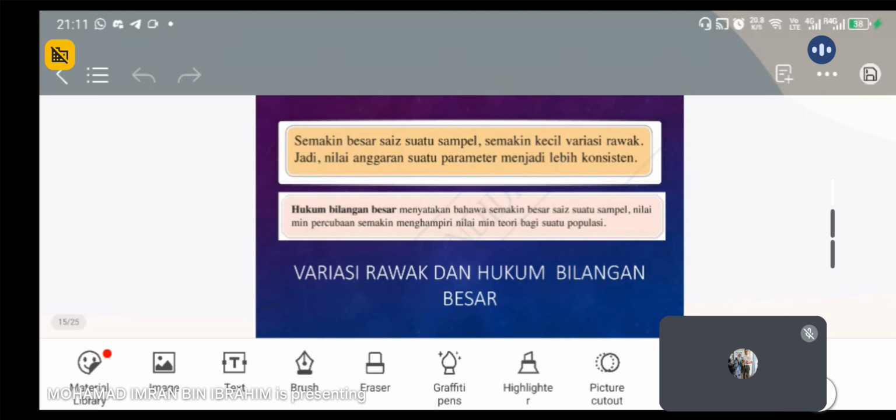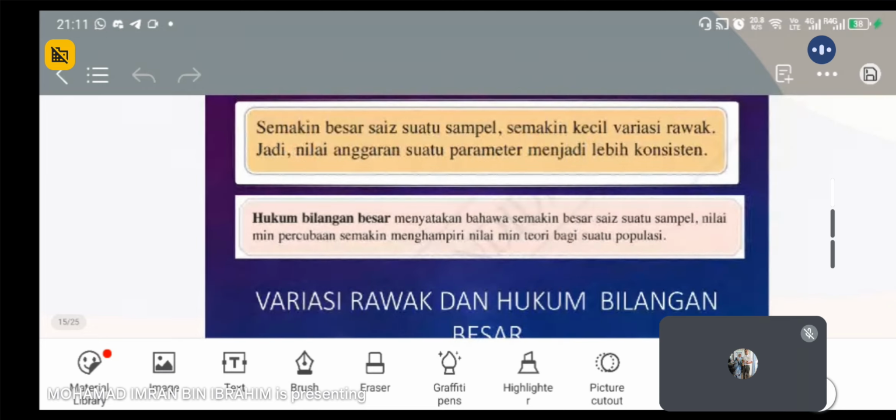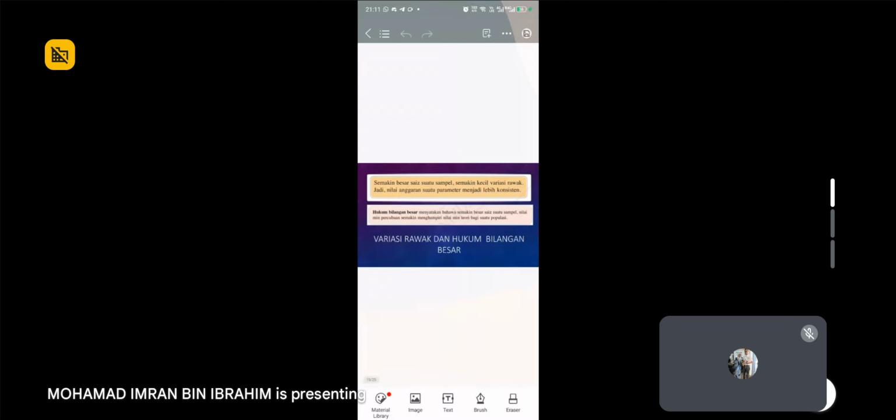Okay. Semakin besar saiz suatu sampel, semakin kecil, oh my god. Okay. Right. Okay. Semakin besar saiz suatu sampel, semakin kecil variasi rawak.